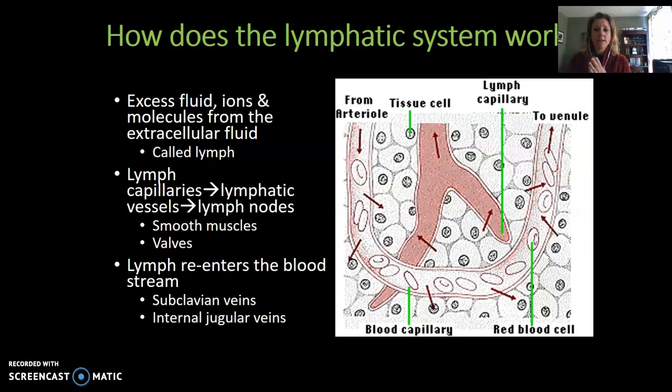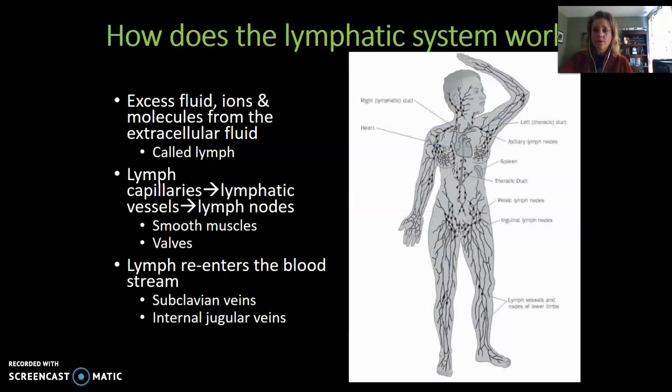And then, like I said, the lymph is going to leave the lymphatic system and enter into the subclavian veins, which are veins that are below the clavicle. That's what subclavian is telling us. And then also the internal jugular veins. This picture is showing you where some of the clusters of the lymph nodes are found.